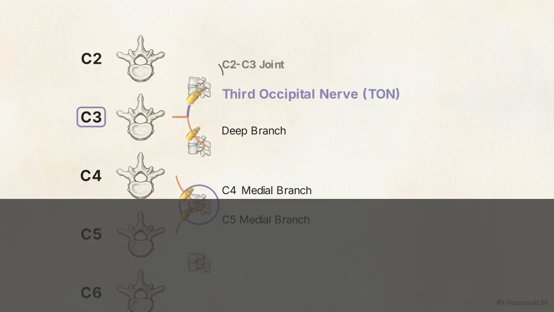There is a critical exception to this rule at the upper cervical levels, specifically at C3. At this level, the anatomy splits. There is a deep branch that innervates the C3-C4 joint and a superficial branch known as the third occipital nerve, or TON, which solely innervates the C2-C3 joint.